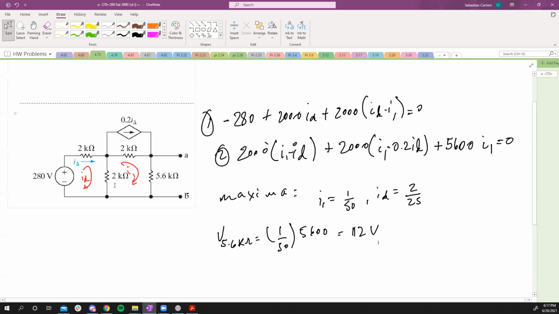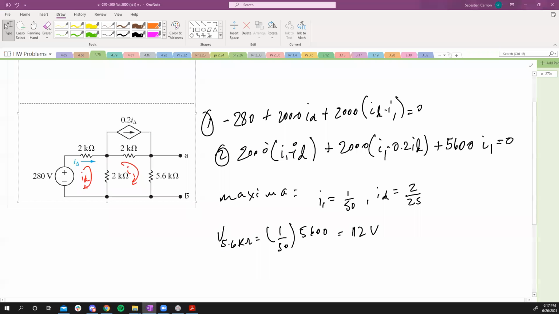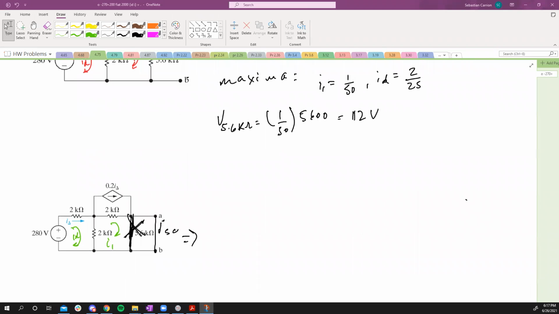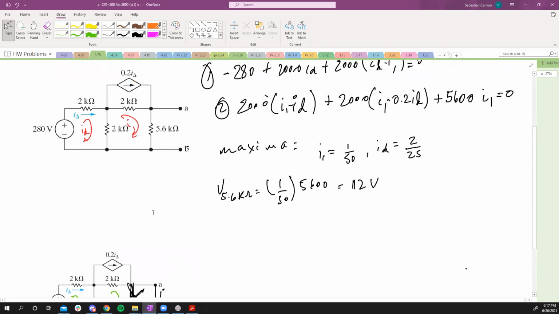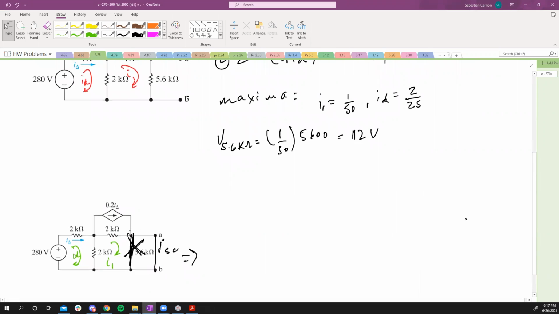Now we can redo this. And then we realized that the 5.6K ohm resistor cancels out because current travels through the path of least resistance. So the equivalent circuit would look like this.